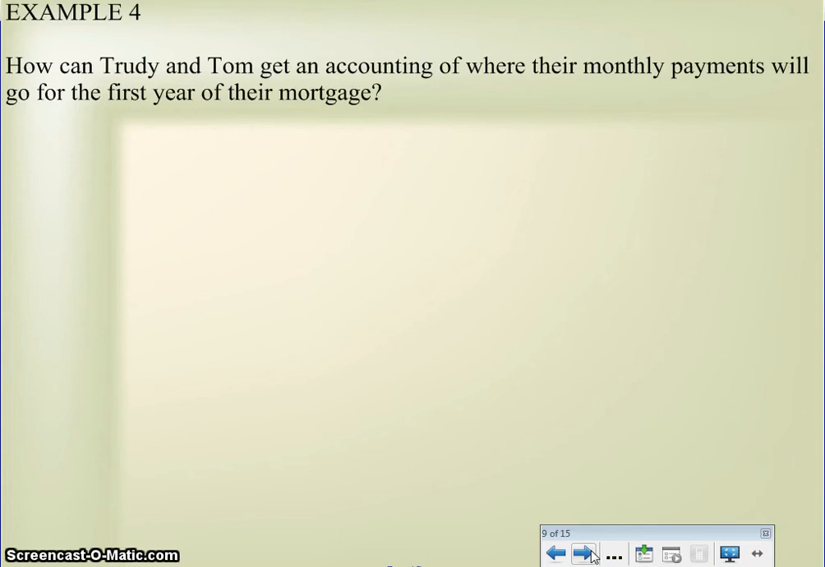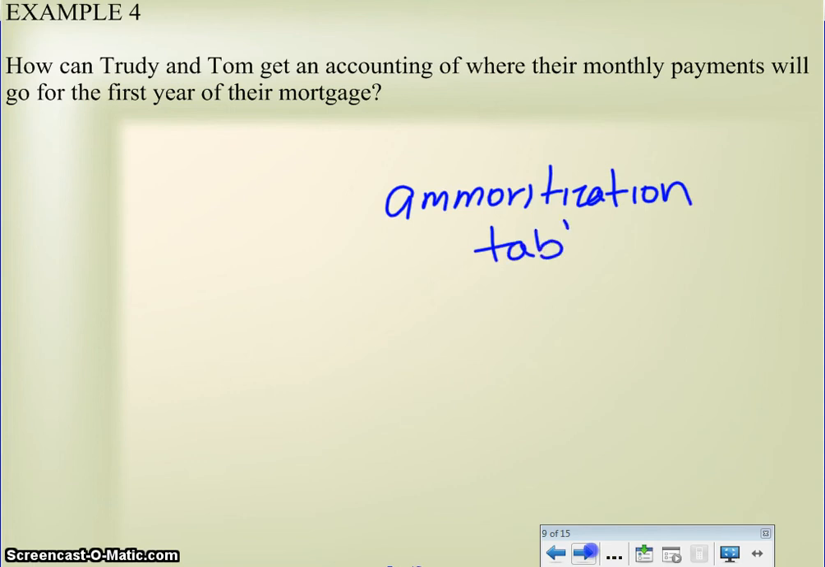All right, so the next question, really there isn't a whole lot of calculation to be done. It's how can Trudy and Tom get an accounting of where their monthly payments will go for their first year of mortgage? And that is what's called an amortization table. And what I'd like for you to do is take just a few moments, make sure that you are familiar with what an amortization table is and how to work through it.